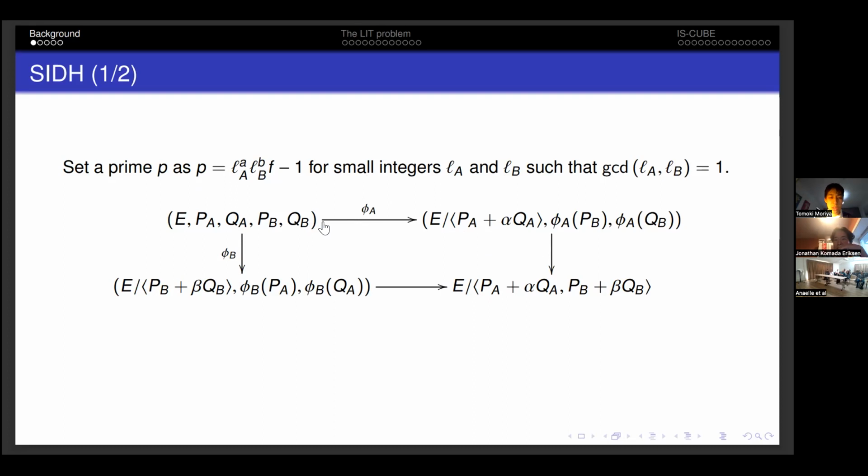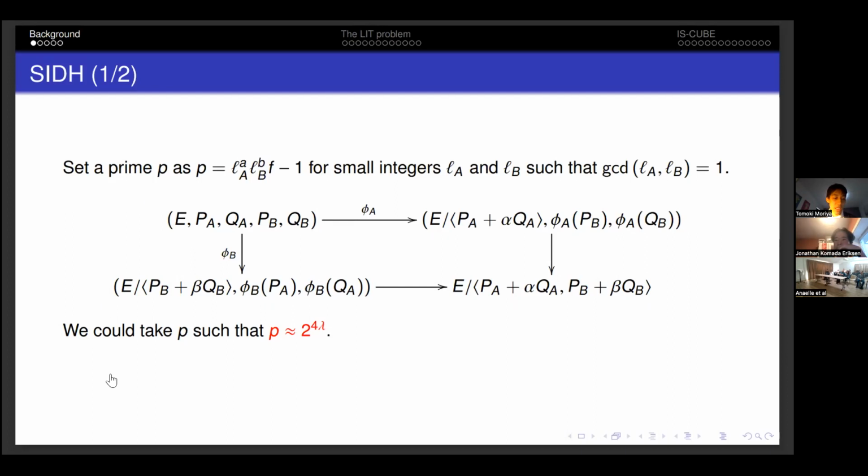At the beginning, Alice computes this phi A and outputs the image curve and the images of the points P_B and Q_B. Bob also computes his isogeny, and he outputs the elliptic curve and the images of torsion points, phi B of P_A and phi B of Q_A. Finally, they exchange these, then they can construct the other two isogenies, and they share the same elliptic curve. This is the SIDH key exchange.